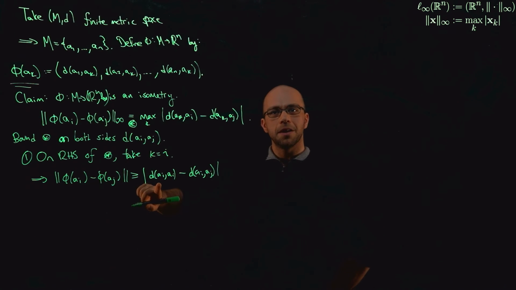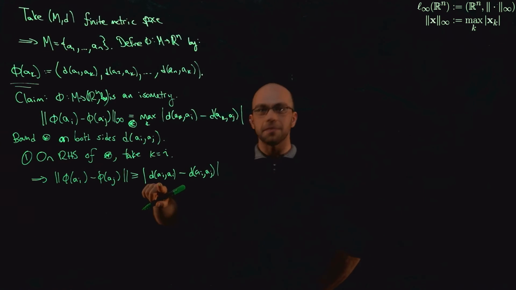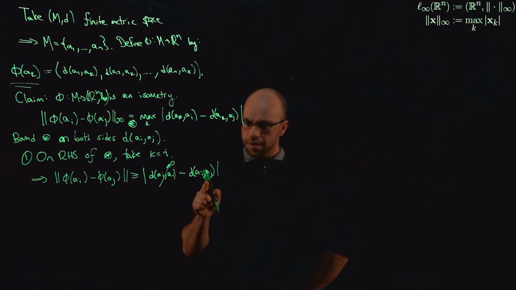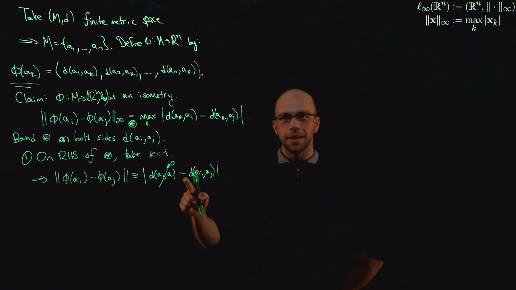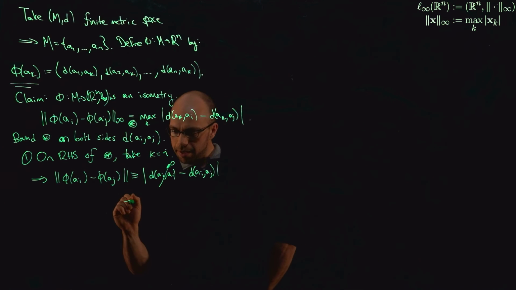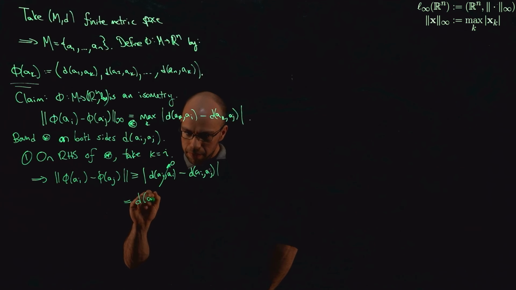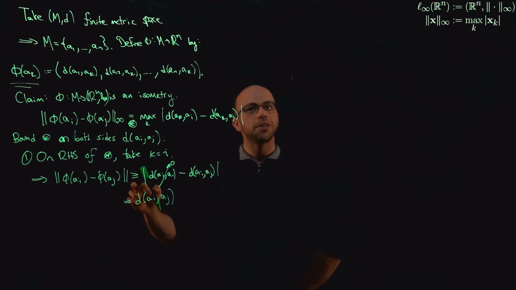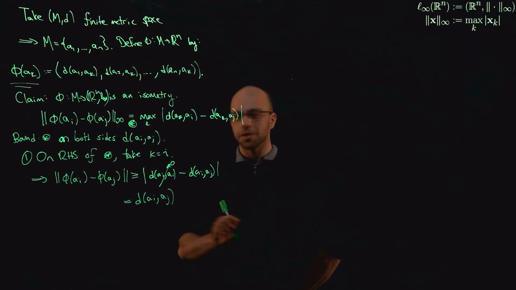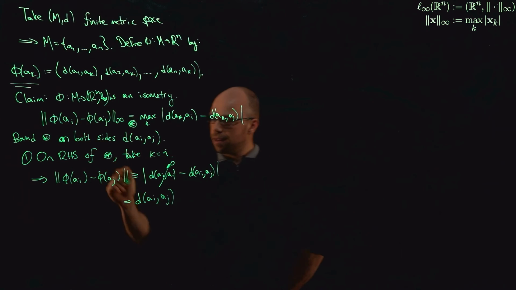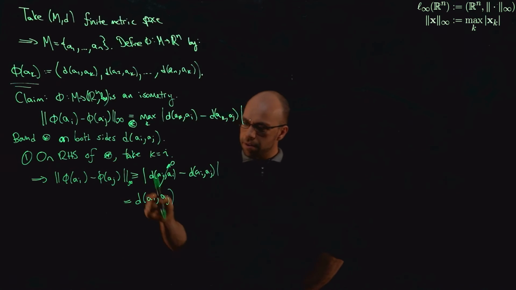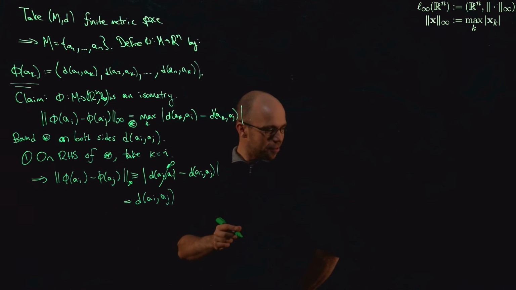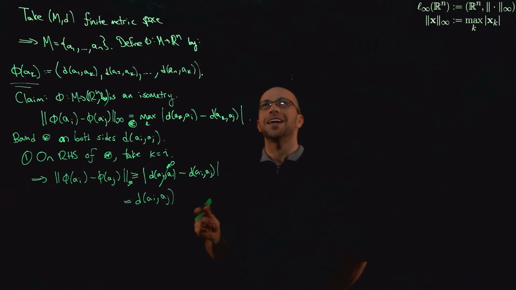Well, what do we know? We know from the diagonal property of distance metrics that d of AI AI is just 0. And distances are non-negative, so the negative here doesn't matter. And what I get is d of AI AJ. So that showed one direction of our inequality. It shows that this L infinity norm is greater than or equal to d of AI AJ. Now we need to show that it is also less than or equal to d of AI AJ.